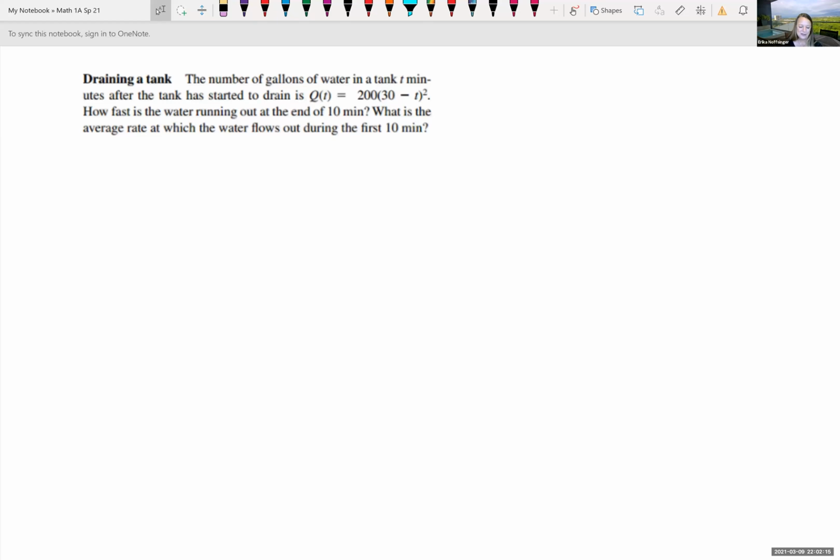So the number of gallons of water in a tank, T minutes after the tank has started to drain, is the following. We're given Q of T is equal to 200 times the quantity 30 minus T, that quantity squared. So how fast is the water running out at the end of 10 minutes? Okay, so this is the number of gallons of water in the tank, which is our Q of T function. It wants to know the rate that that is running out at 10 minutes.